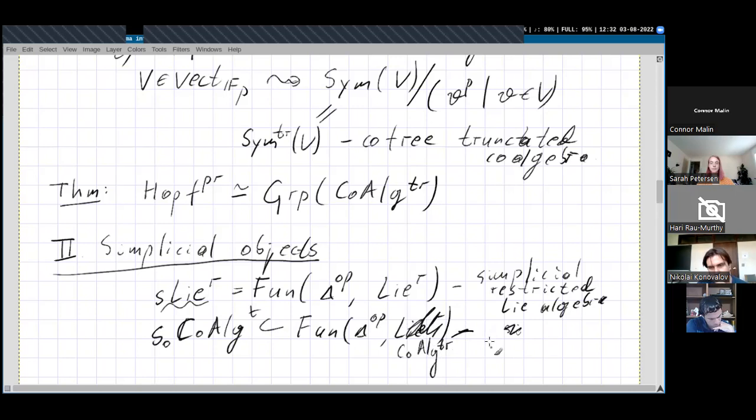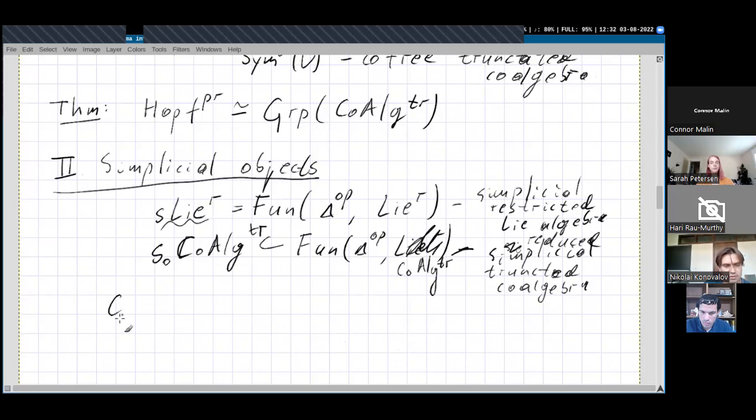And this is simplicial truncated algebras. But let me take not all of them, but only reduced ones. So what does reduced mean? It means that if C bullet is from here, then C zero is just a field.